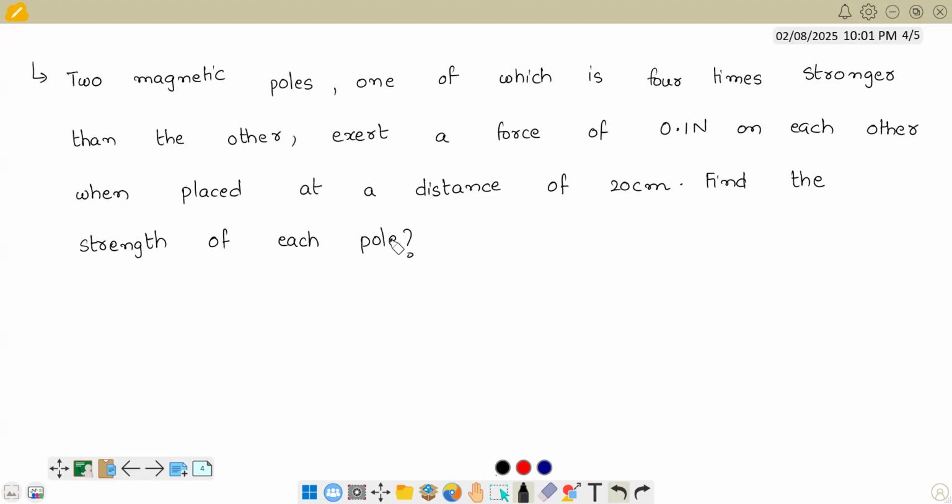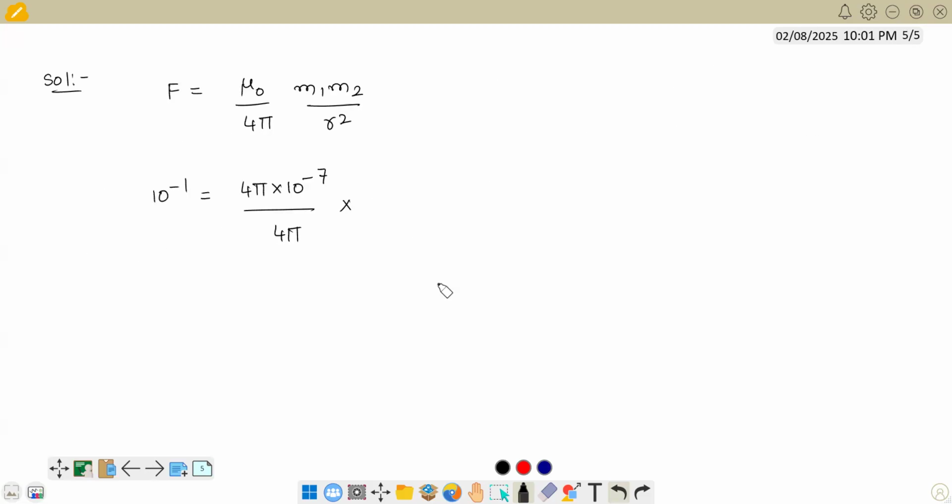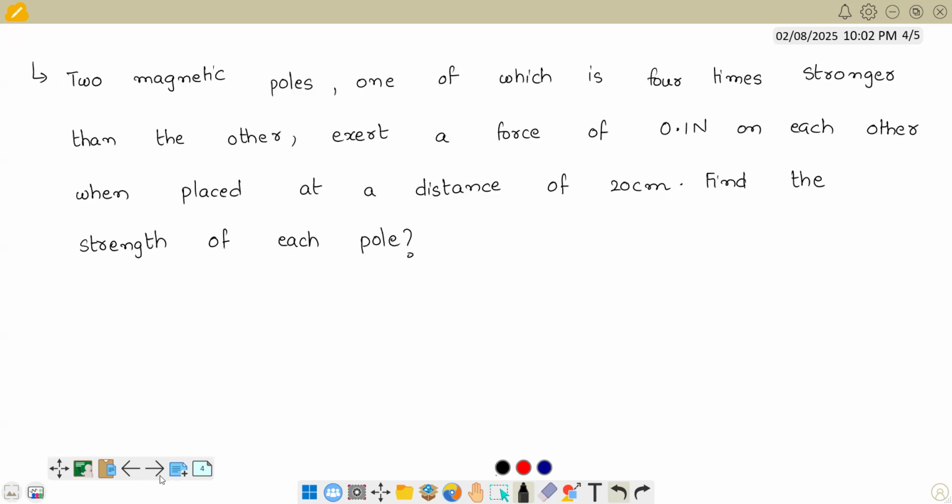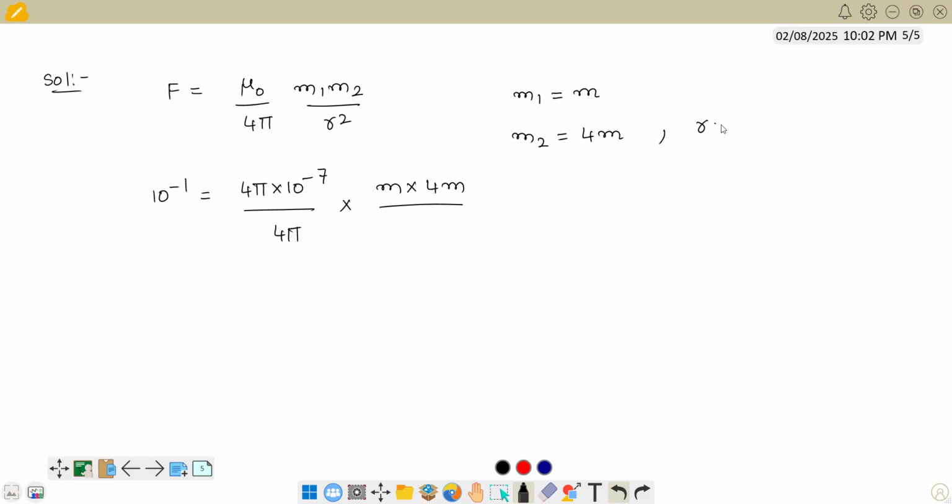Two poles, one of which is 4 times the other. So if you assume m1 as m, the other one is 4 times this, 4m. So I can write m into 4m divided by the distance between them, which is given as 20 centimeter. So r is 20 centimeter. I can write this as 20 by 100, so basically 1 by 5. So we can write 1 by 5 whole square. You can even write 20 into 10 power minus 2, anything to your convenience.